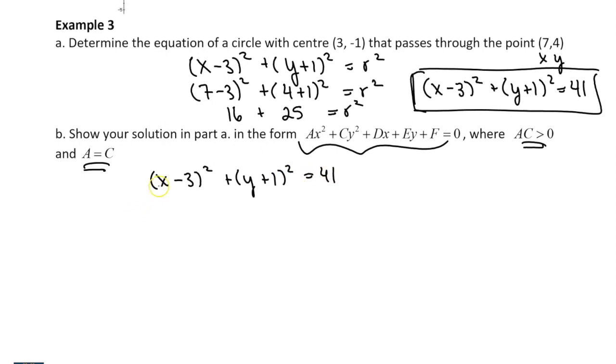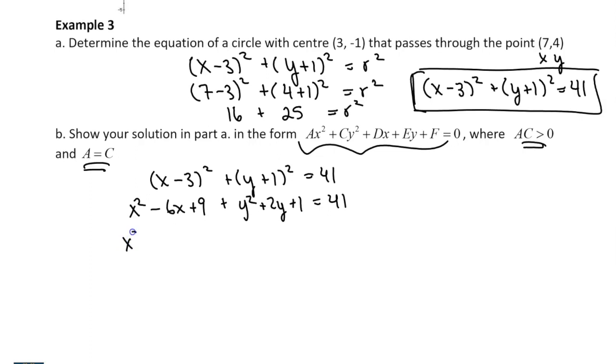So we could say something like (x - 3)² is saying (x - 3)(x - 3). So if we expand that out and join like terms, we get something like this. And (y + 1)(y + 1) would be y² + 2y + 1. And we want to get everything onto one side, and we want to put it in the same order that they have for general form.